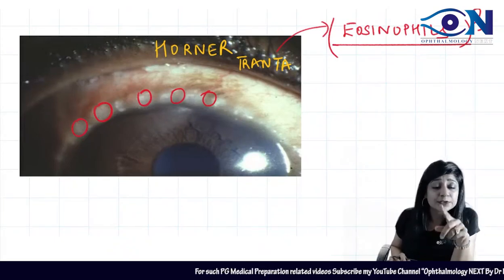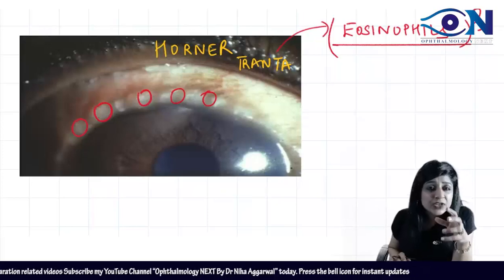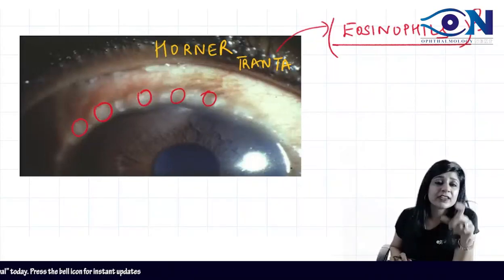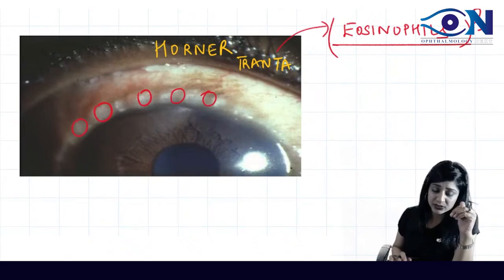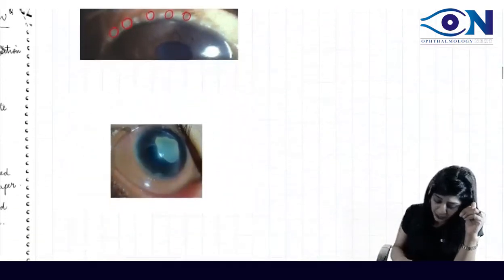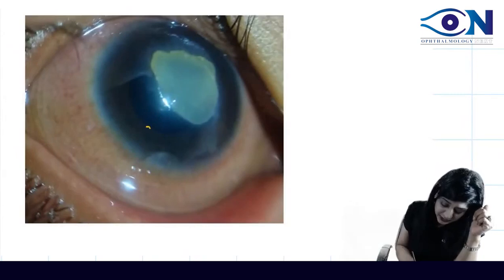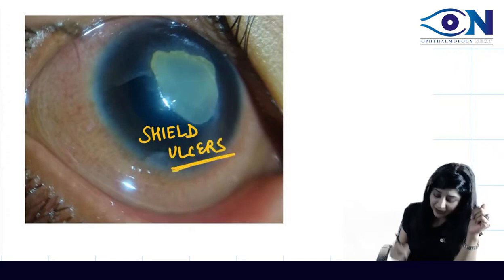Herbert pits were below the limbus, darkish or blackish in color, and found in trachoma, while here you have grayish white spots above the limbus, and these are found in spring catarrh or vernal keratoconjunctivitis. If you look at the cornea, you will also have ulcers. These are called shield ulcers. In the cornea we will have the shield ulcers.